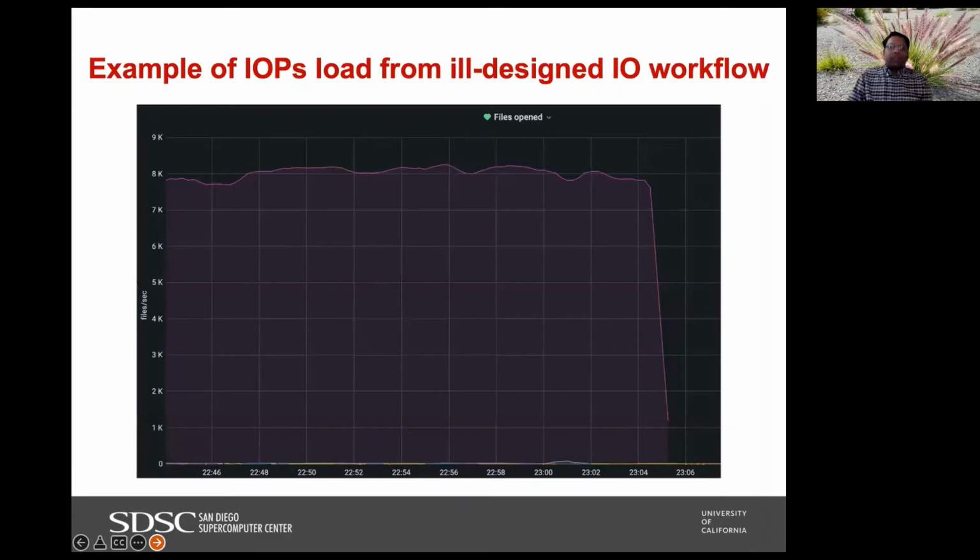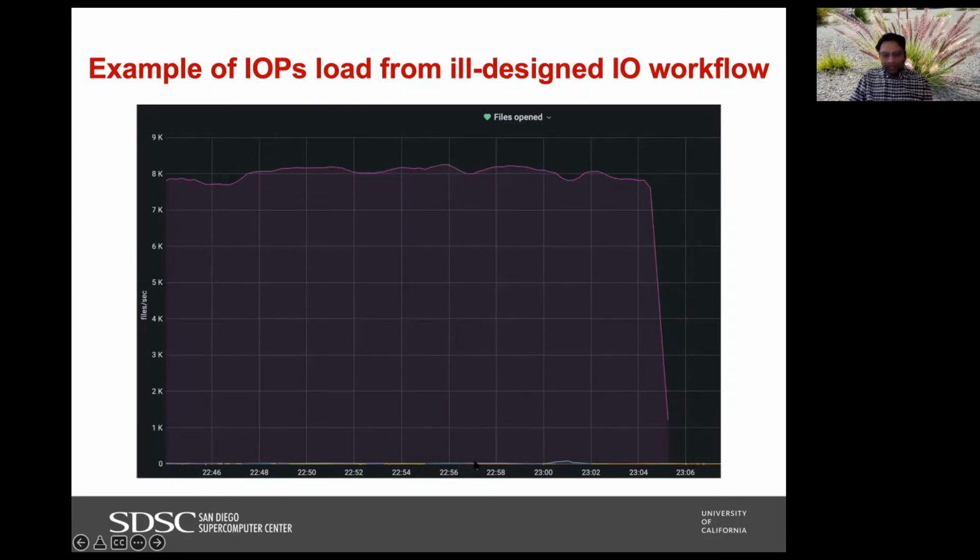So why do we care about this? Well, this is an example of an IOPS load from a very ill-designed IO workflow, where the user essentially did what I mentioned before: thousands of jobs with tens of files being written from each job continuously, right? You can see on the Lustre file system, we have some monitoring internal to SDSC where we can look at it and could see about 8,000 files per second being created by this one user.